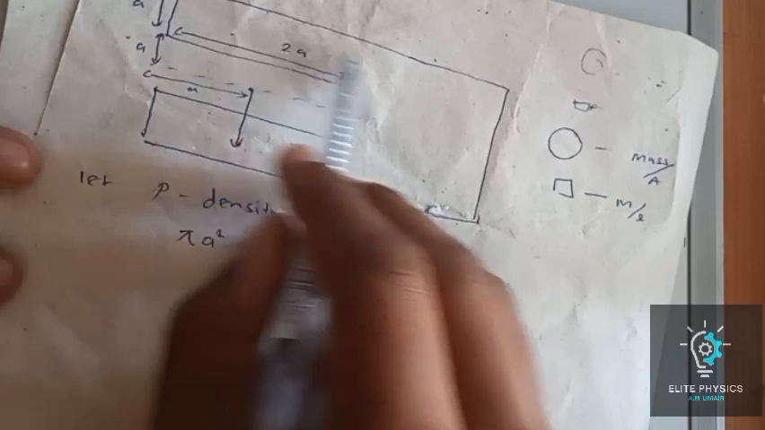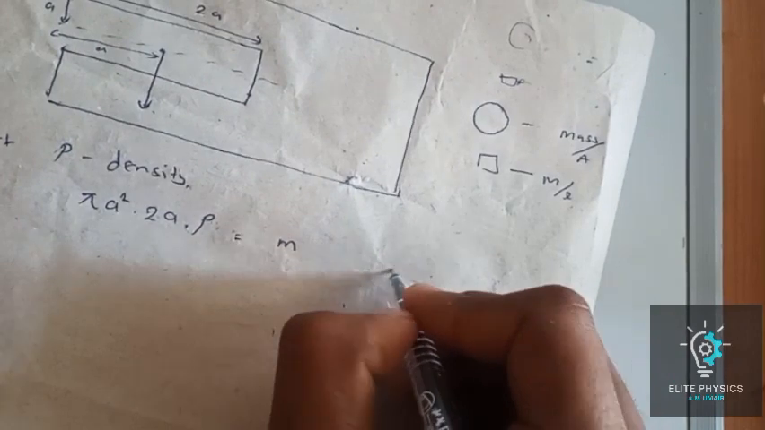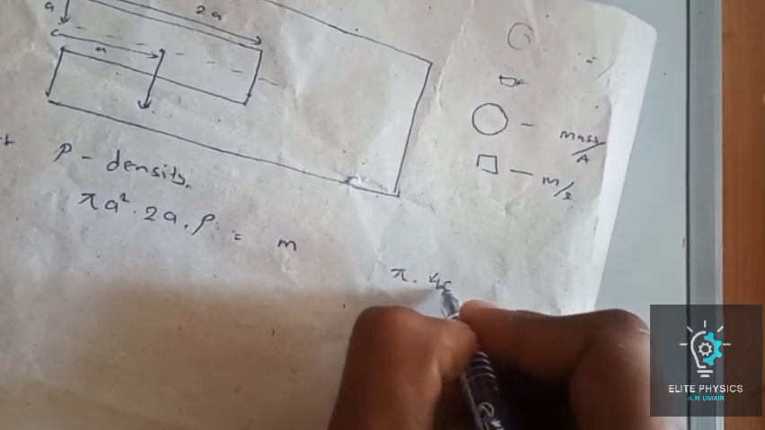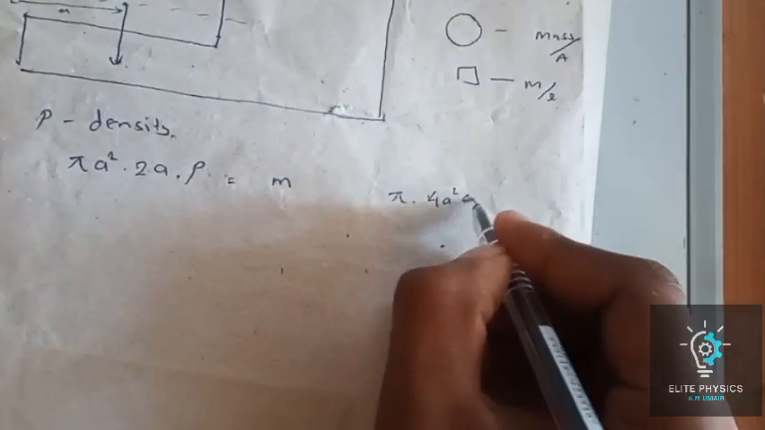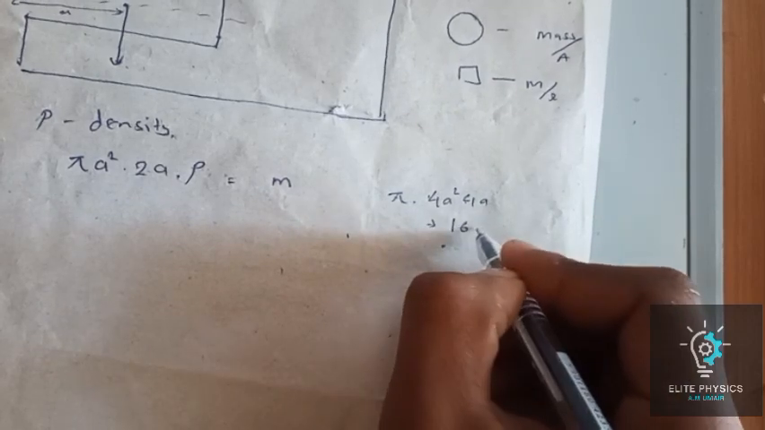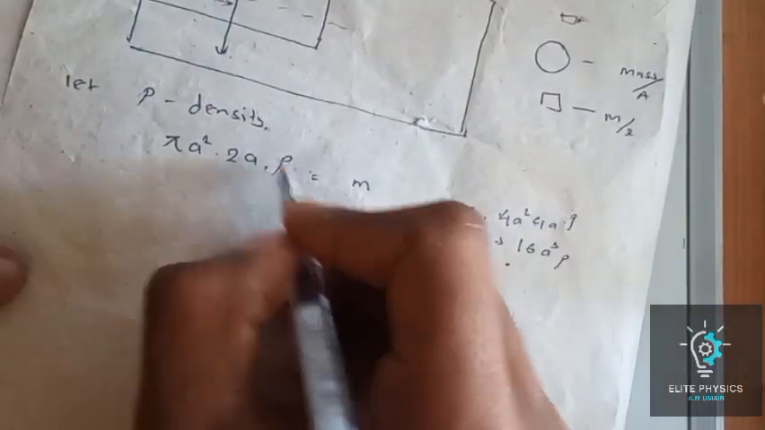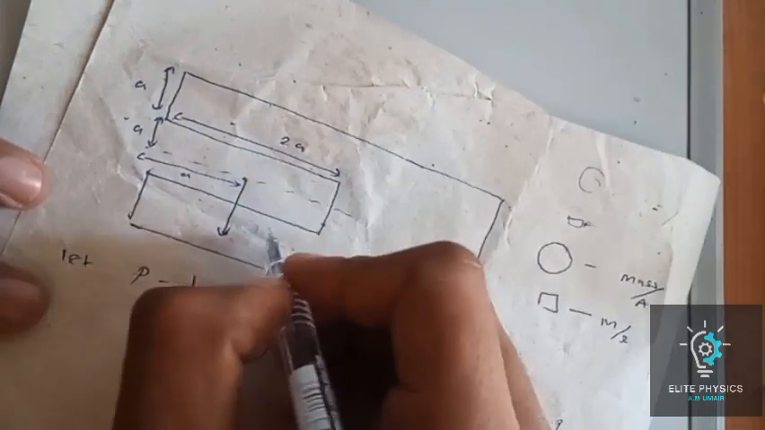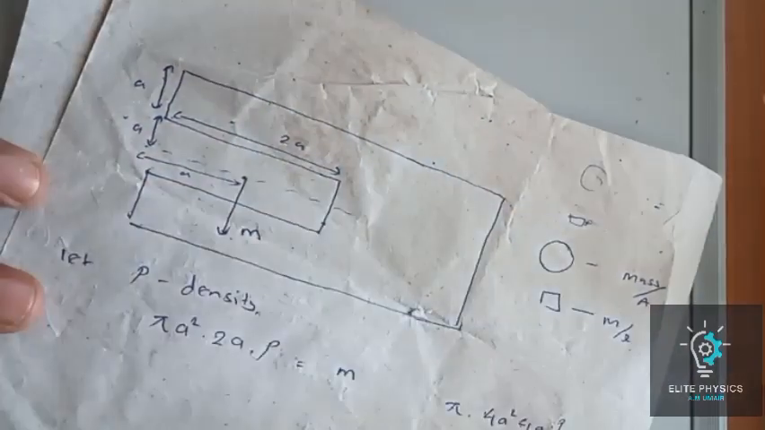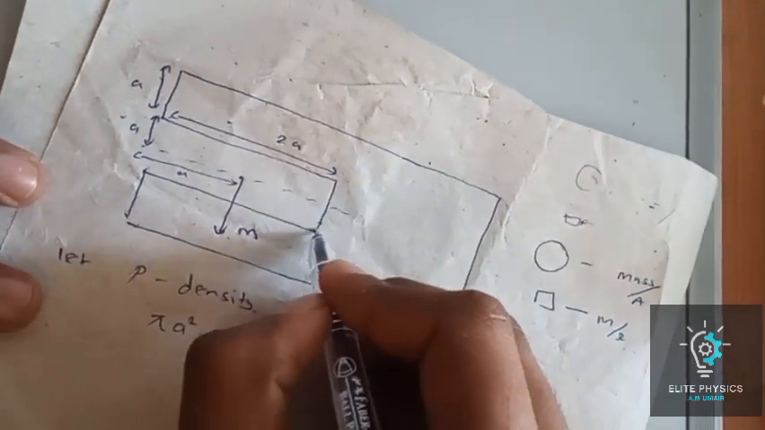And for the large cylinder, the radius is 2a. So it's pi times 2a squared, which is 4a squared, times the height, which is 4a. So it's going to be 16a cubed times rho. So if the small one is m, this is equal to 8m. So you have m along here. Now the height is 4a, so the center of mass is exactly at the center. From here, it's going to be at 8m.